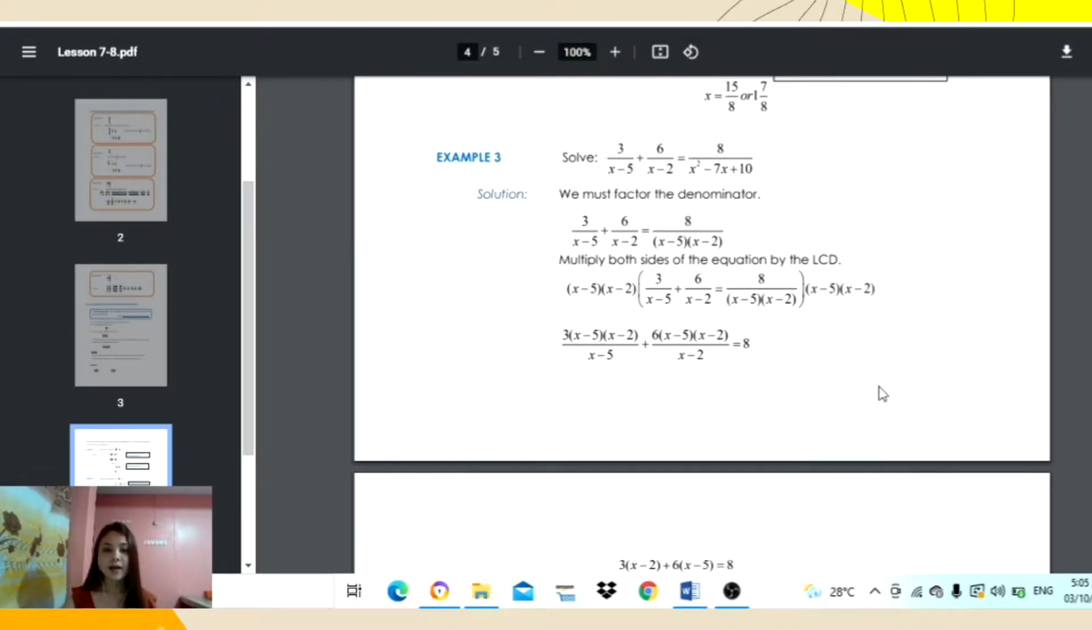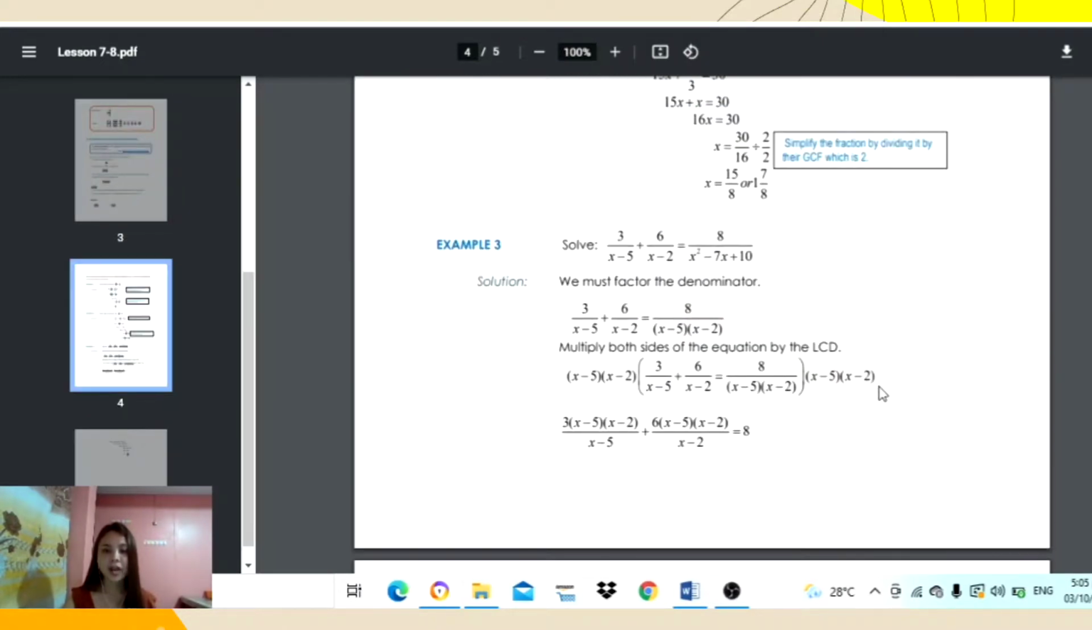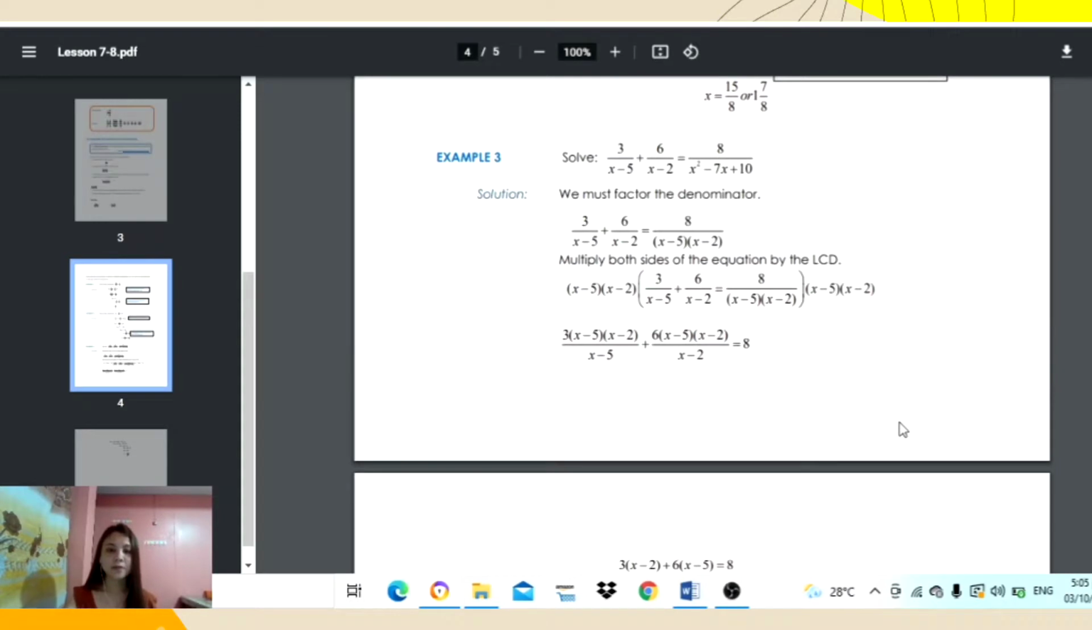Now let's have example number 3, our last example for topic number 2. We have to solve this equation. Solve for x: 3 over x minus 5 plus 6 over x minus 2 equals 8 over x squared minus 7x plus 10.